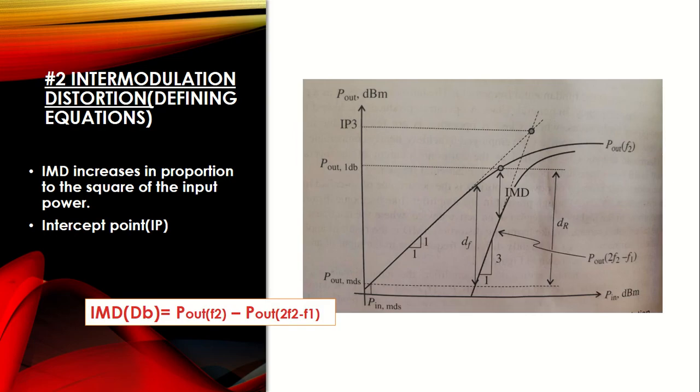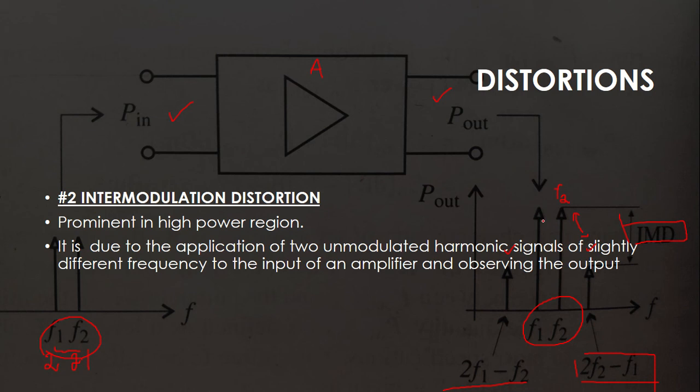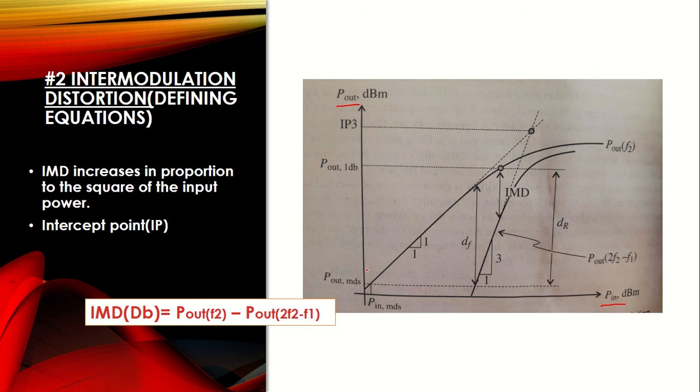Now looking at the characteristic graph of the intermodulation distortion, we once again have the gain plot where we have plotted the input power versus the output power. Now we said that the intermodulation distortion is the difference between the original frequency F2 and the harmonic present, which is 2F2 minus F1. So we have plotted the original frequency.